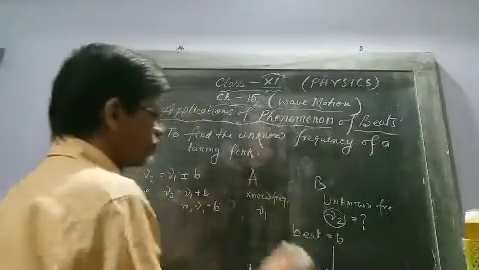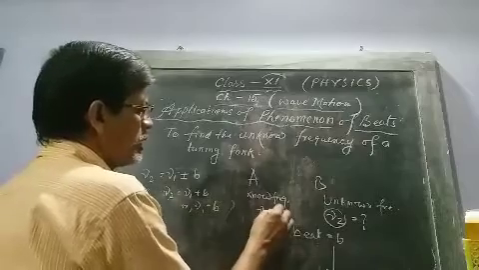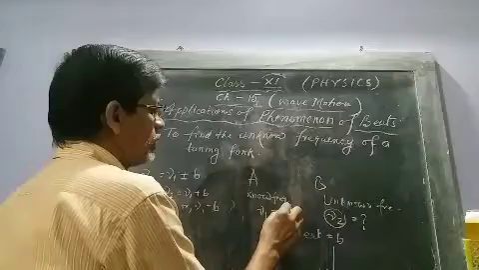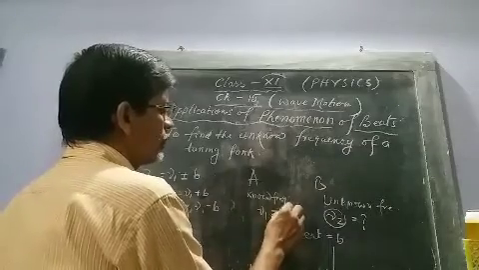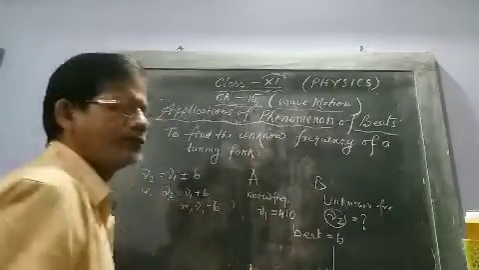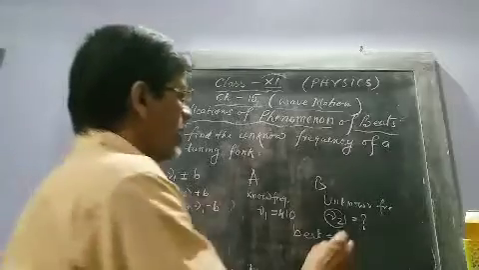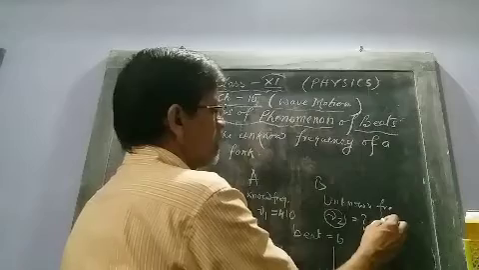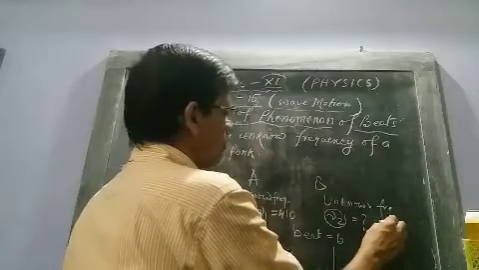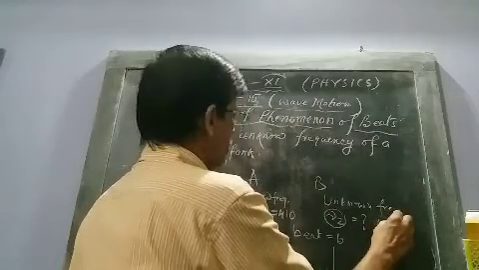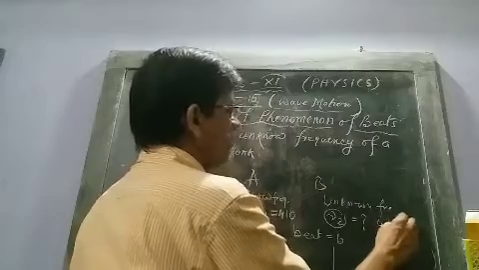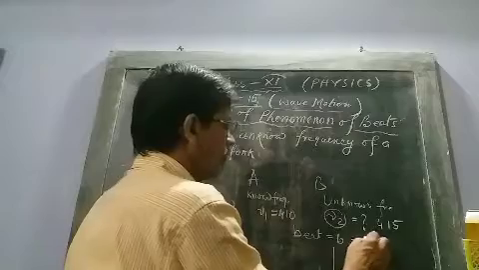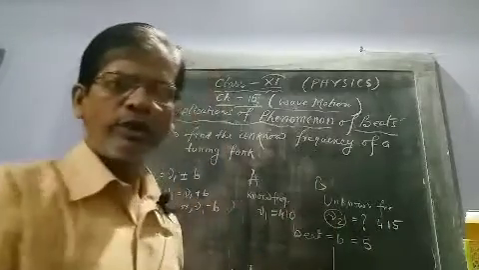Say nu1 equal to 420, 410, and nu2 is more than this. Suppose 415. So what is the beat? The beat is 5, because of the difference in their frequencies.